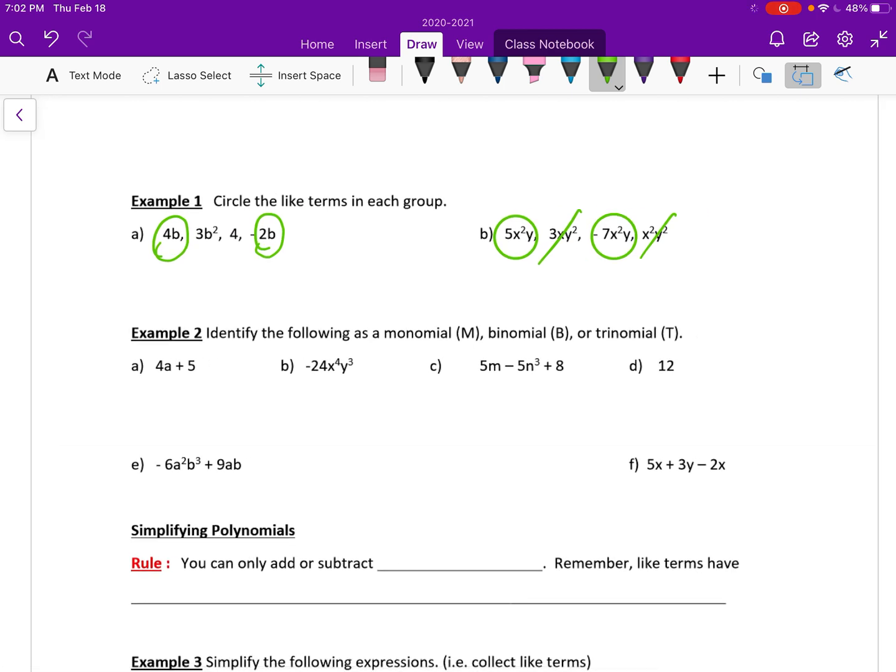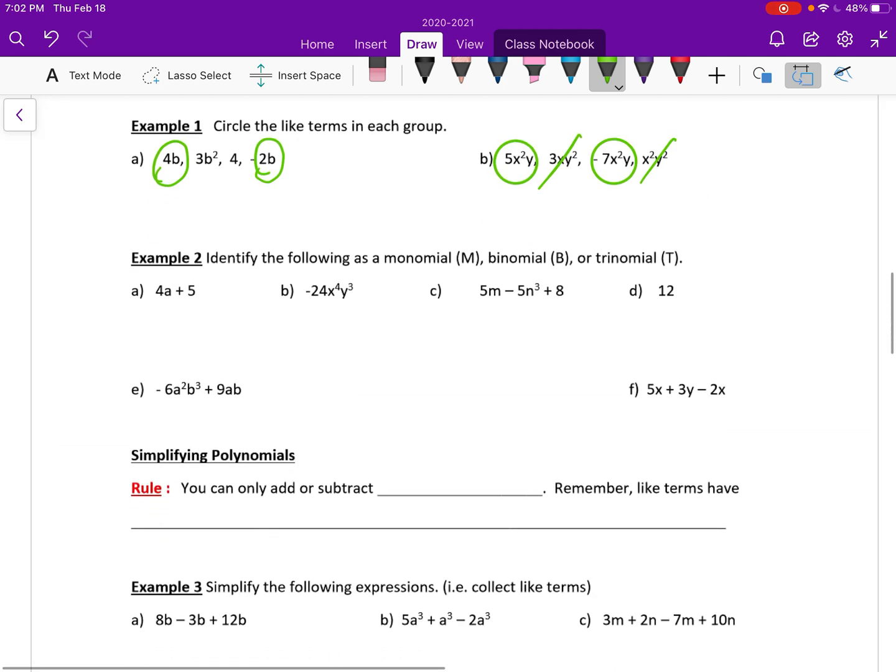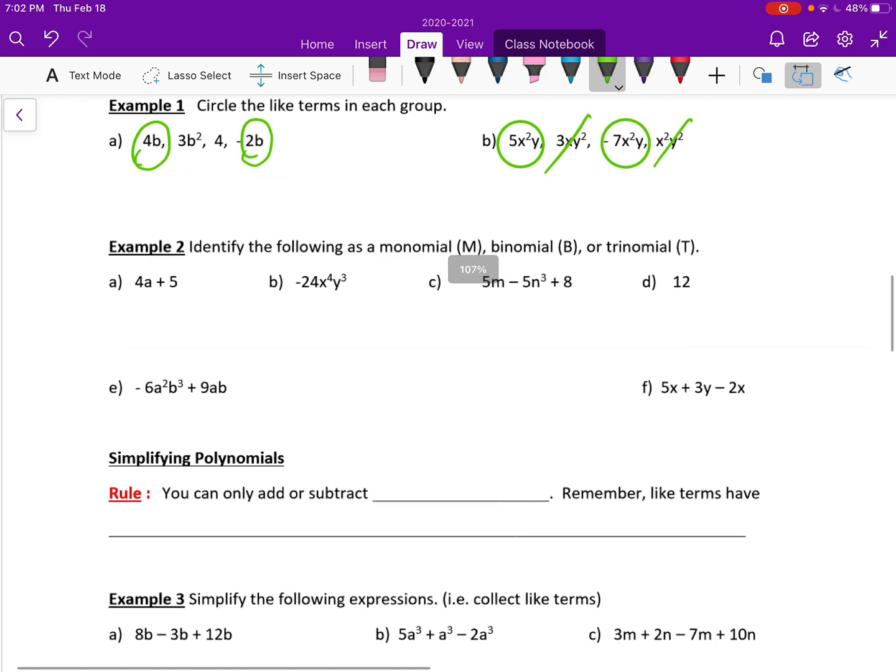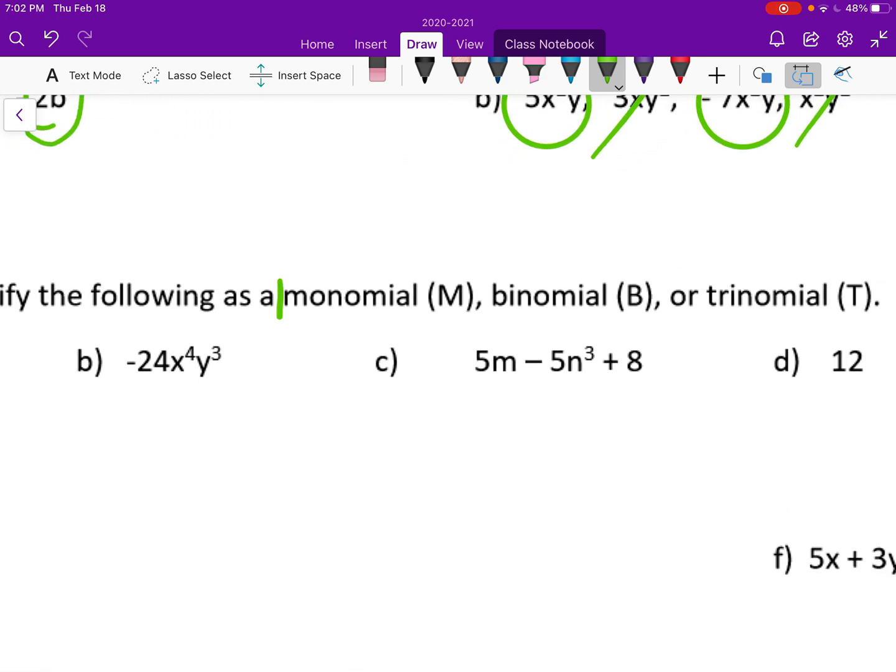It says to identify the following as a monomial, binomial, or trinomial. Just a reminder, mono means 1, bi means 2, and tri means 3.